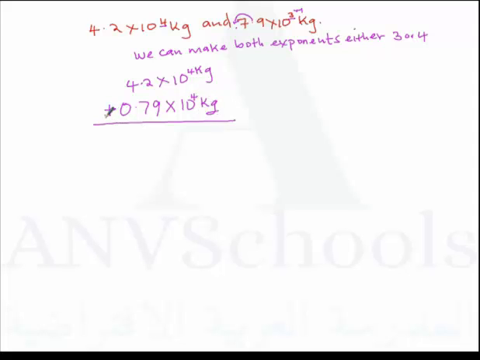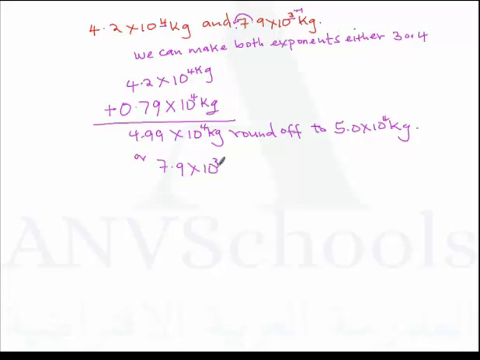Now we can add, or find the total, which will give us 4.99 times 10 power 4 kilograms, which can be rounded off to 5.0 multiplied by 10 power 4 kilograms. Or we can take this to be 7.9 multiplied by 10 power 3 kilograms.